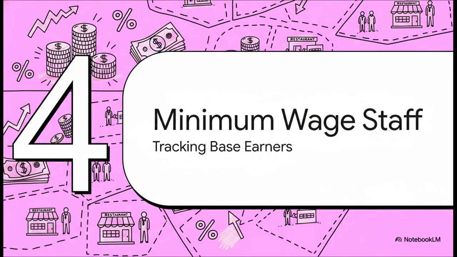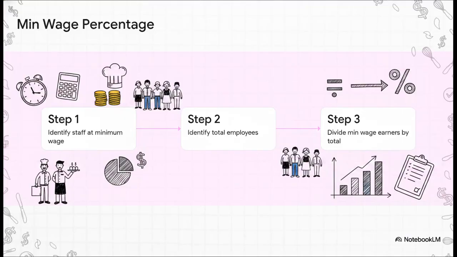Okay, Section 4, measuring minimum wage staff and tracking your base earners. To figure out this percentage, your first step is to identify everyone making exactly at, and I mean exactly, not a penny above, the legally mandated minimum wage for that jurisdiction. Oh, and you have to calculate this strictly before any tips are factored in. Once you've got that group, just divide that number by your total amount of regional restaurant employees.